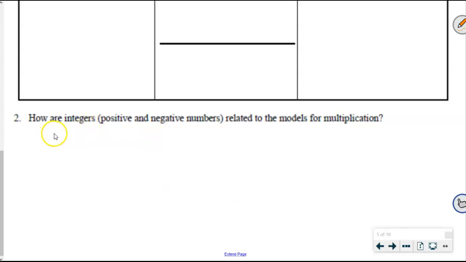So how are integers, positive and negative numbers, related to the models for multiplication? What I would just summarize here is if we have a negative number of groups, we think of it as the opposite of the groups.